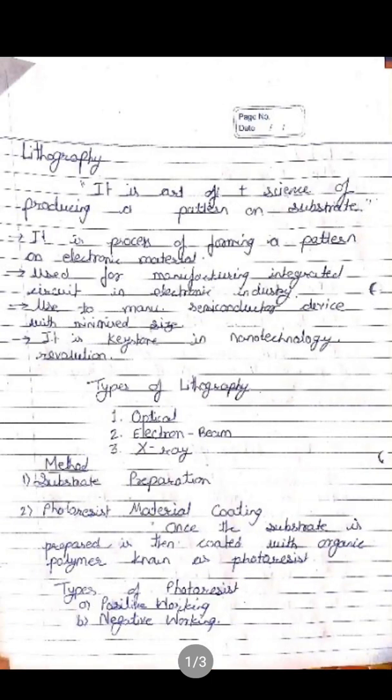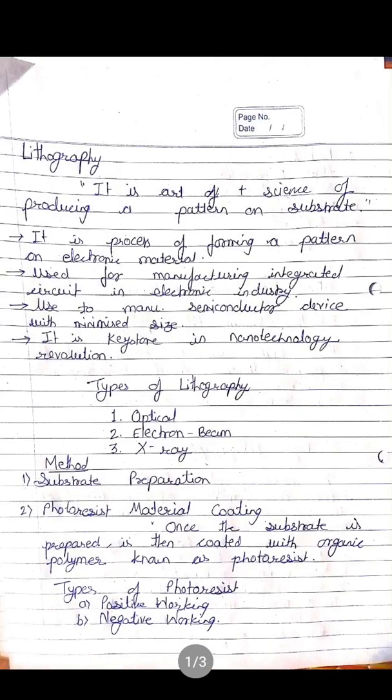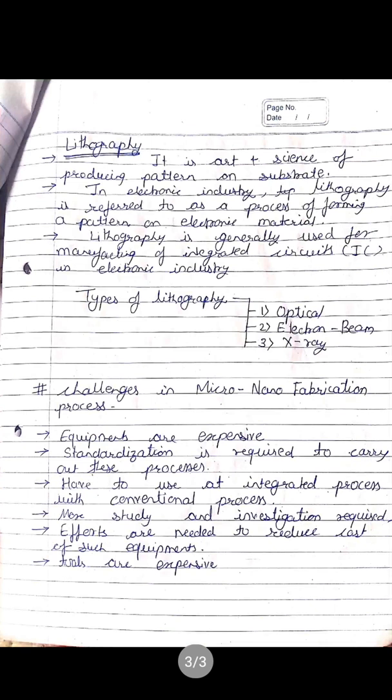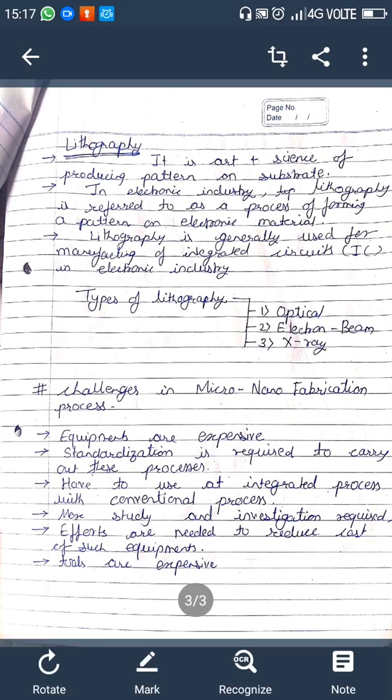Just focus, and while preparing these two topics, focus on the question and what they are asking. If they are asking to write a short note, then answer in the form of a short note. And if they are asking about the challenges in the micro and nano fabrication process, don't write in the form of a paragraph, write in the form of points as I am writing here, and that is okay.